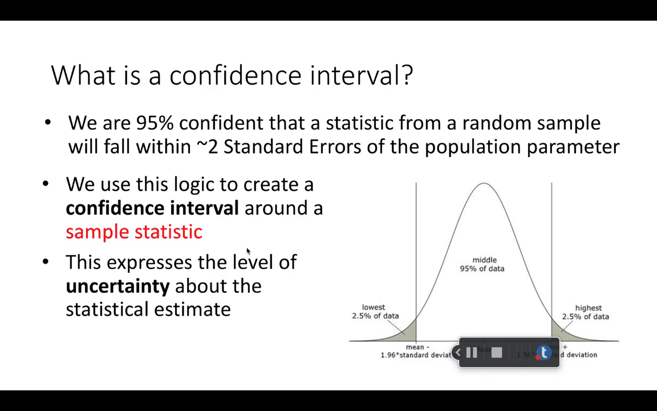So what is a confidence interval? Again, I'm repeating this statement. We are 95% confident that a statistic from a random sample will fall within approximately 2 standard errors of the population parameter. We use this logic to create a confidence interval around a sample statistic, and this expresses the level of uncertainty we have about a statistical estimate.